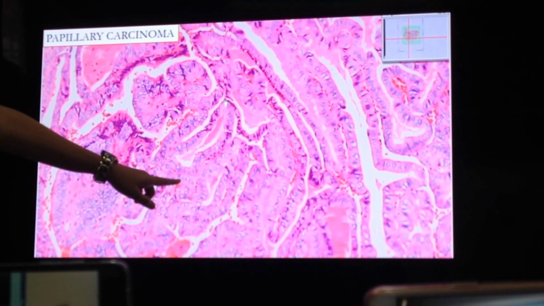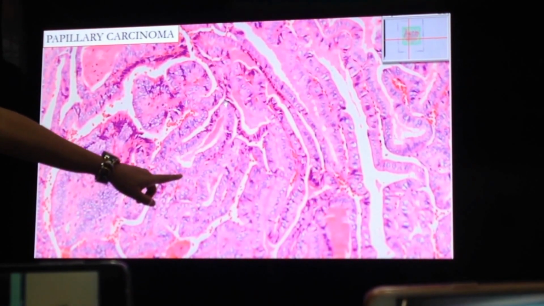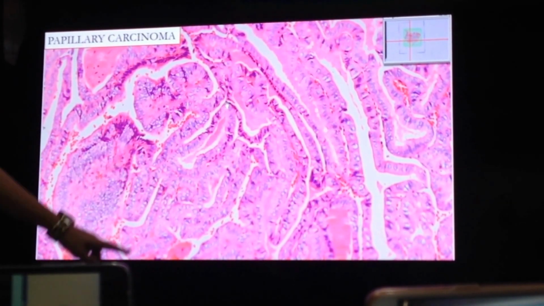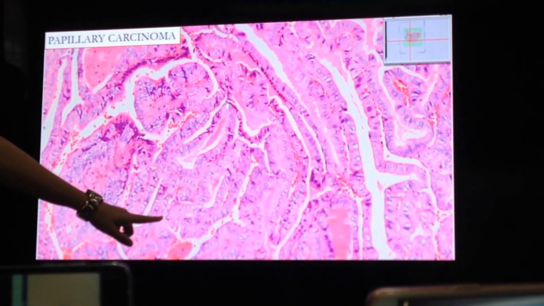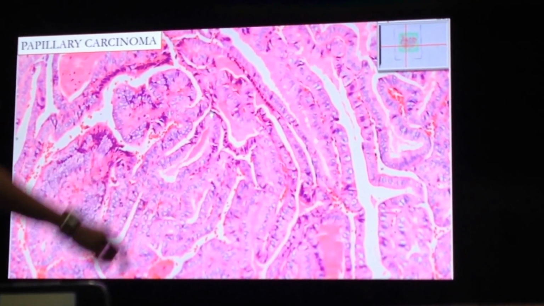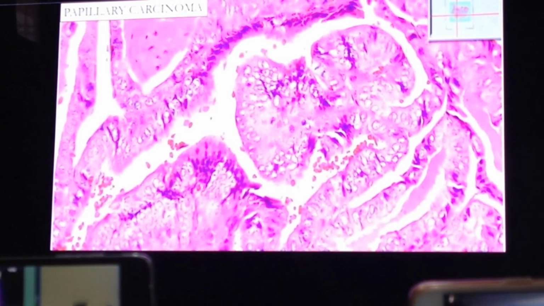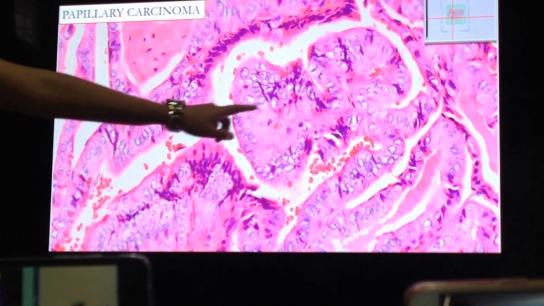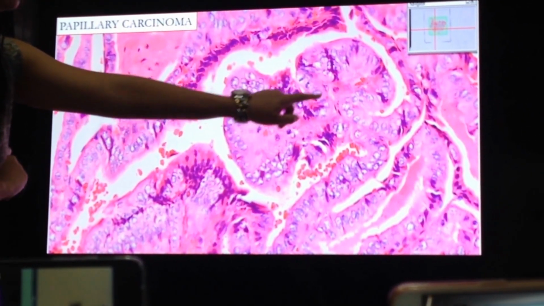So another nuclear feature of your papillary carcinoma is the presence of nuclear groove. Nuclear groove. Ito. Isa ito. Taas. Yan, nuclear groove. Here, nuclear groove. Ay, ito pala may closer view. So yan, ito yung Orphan Annie.